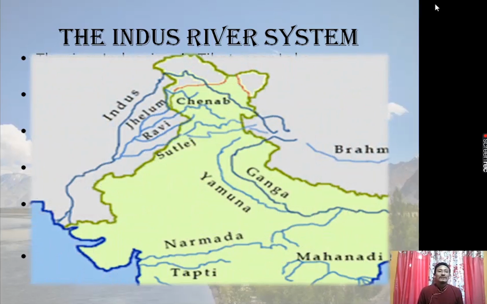So the third one is the Indus River system. As you can see here in this map, right, the Indus originates somewhere here, at Lake Mansarovar nearby, and then it enters Jammu and Kashmir, then it runs towards Pakistan, and it gets connected by the Jhelum, Ravi, Chenab, and Beas. This point is called Mithankot, which is in Pakistan, and gradually it gets discharged into the Arabian Sea.